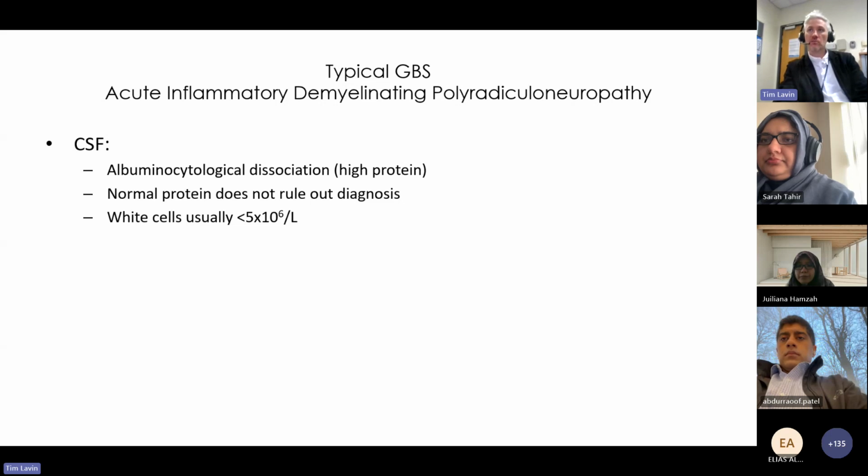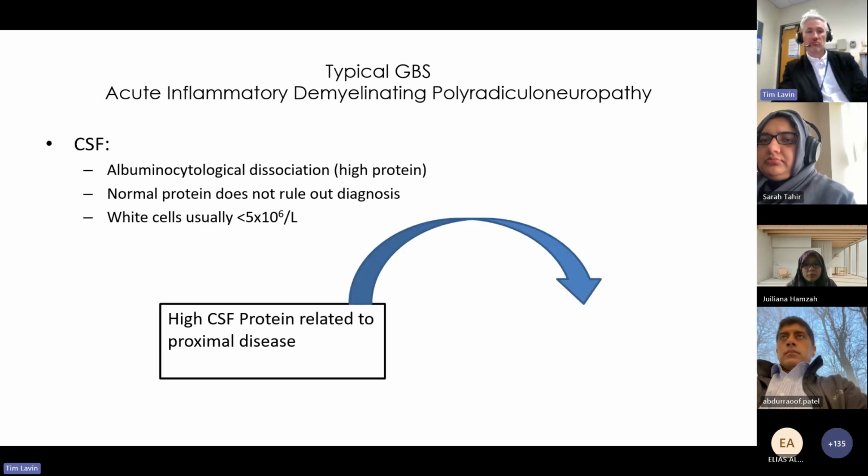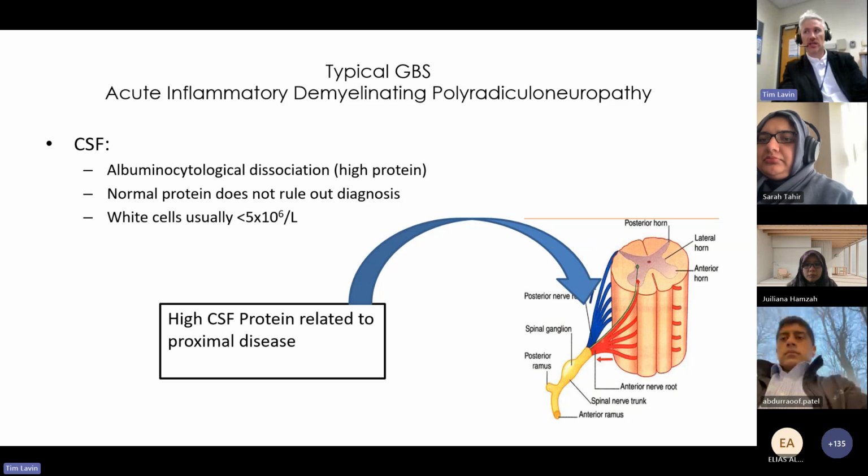And in terms of investigation, we get this albuminocytological dissociation, this high protein, normally with a white cell count which is quite normal. Now, it's important to stress that having a normal protein does not completely exclude that diagnosis, but having a very high white cell count does. That's basically because the high protein is related to that proximal disease, that proximal inflammation. So if your GBS for some reason mainly has a distal inflammatory picture, then you're not necessarily going to see a high CSF protein.